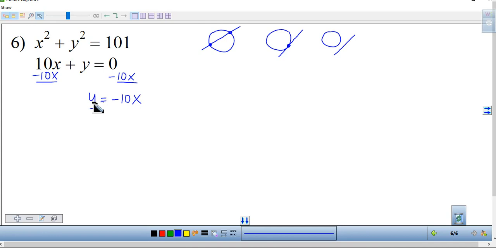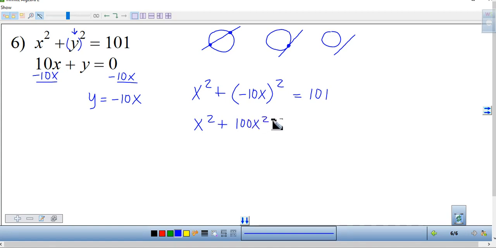Now I'm going to take this answer. Since I solved the second equation for y, I will plug it into the first equation for y. Make sure you use parentheses. So I've got x squared plus negative 10x squared equals 101. When I square negative 10x, I get 100x squared. Now I can combine like terms. 1 plus 100 is 101x squared.